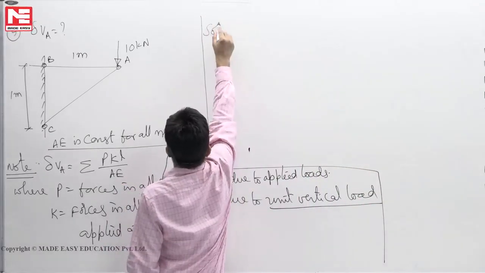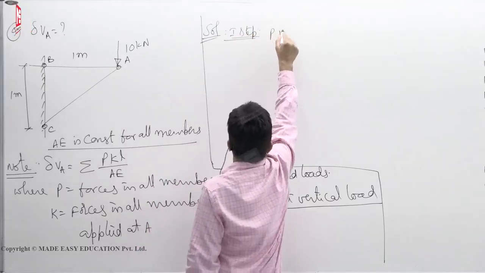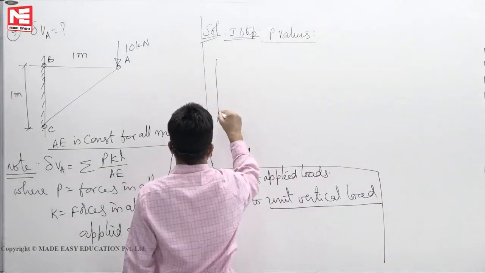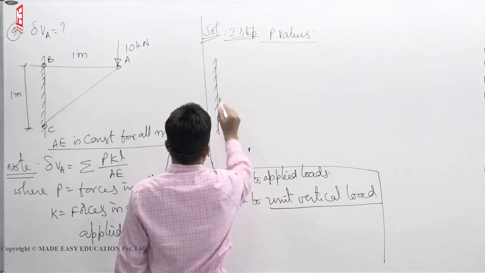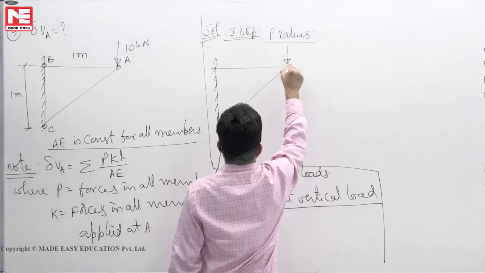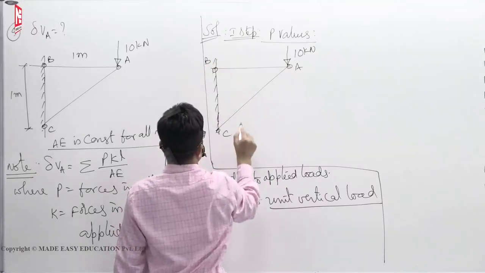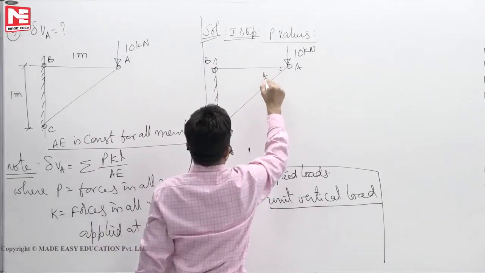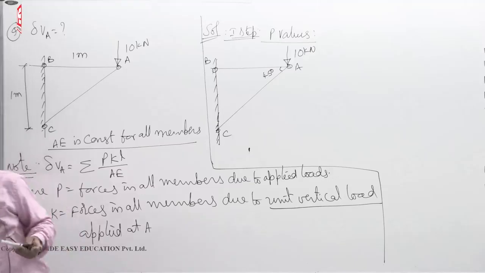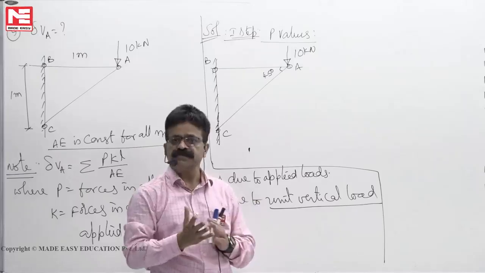Now this is your solution. First step, P values. Now this is the applied load 10 kilonewton. These points, let us say A, B and C. 1 meter means this angle of inclination is 45 degrees. Okay, both like this. Now, as last class I have given you about method of joints and method of sections.